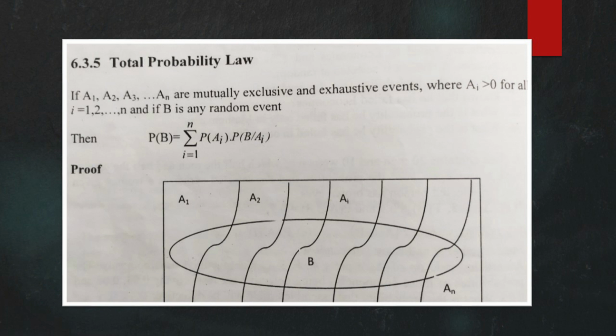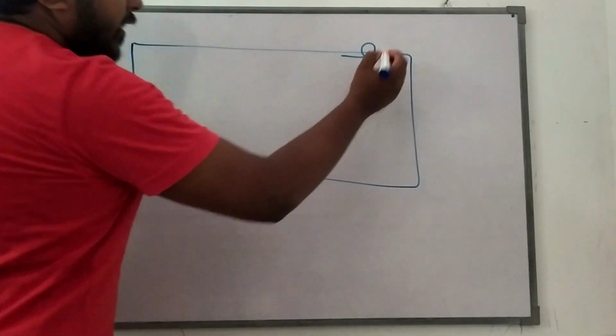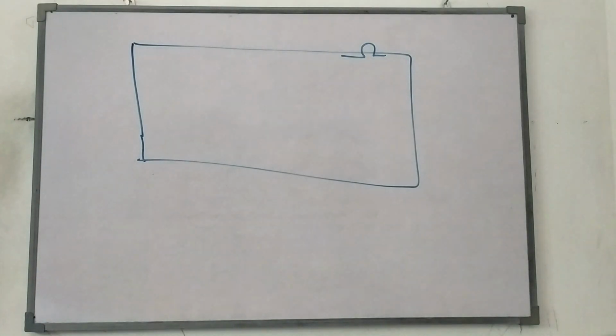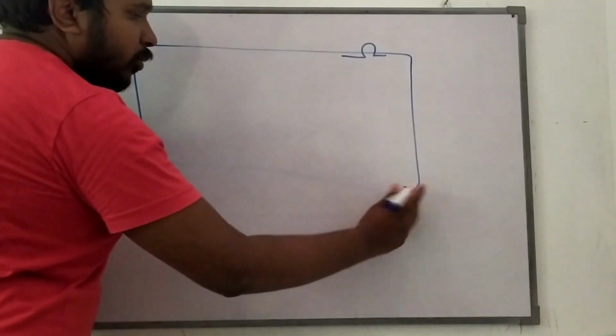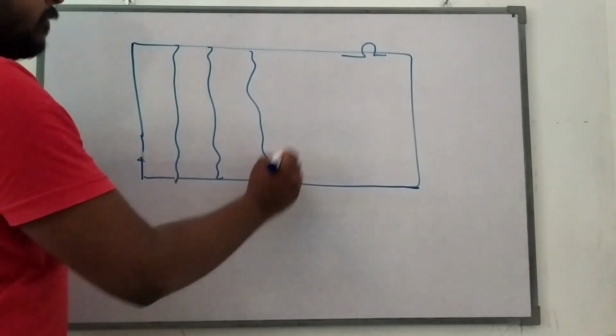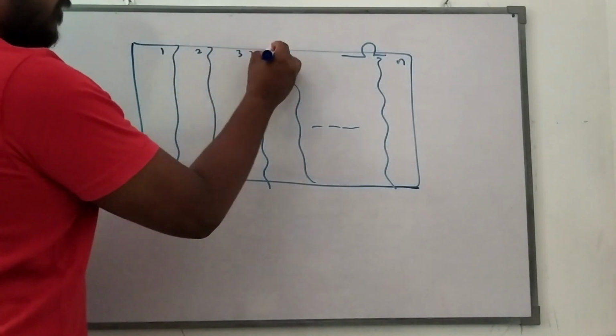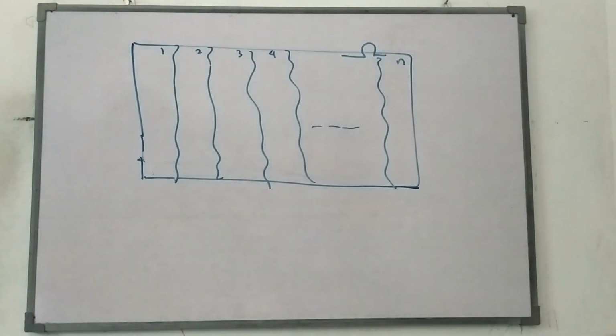So we can draw it like this. This is my total sample space, Omega. And A1, A2, A3 ... AN are mutually exclusive and exhaustive n number of events, 1, 2, 3, 4, likewise up to n. Then all are mutually exclusive and exhaustive. So there is another random event B.